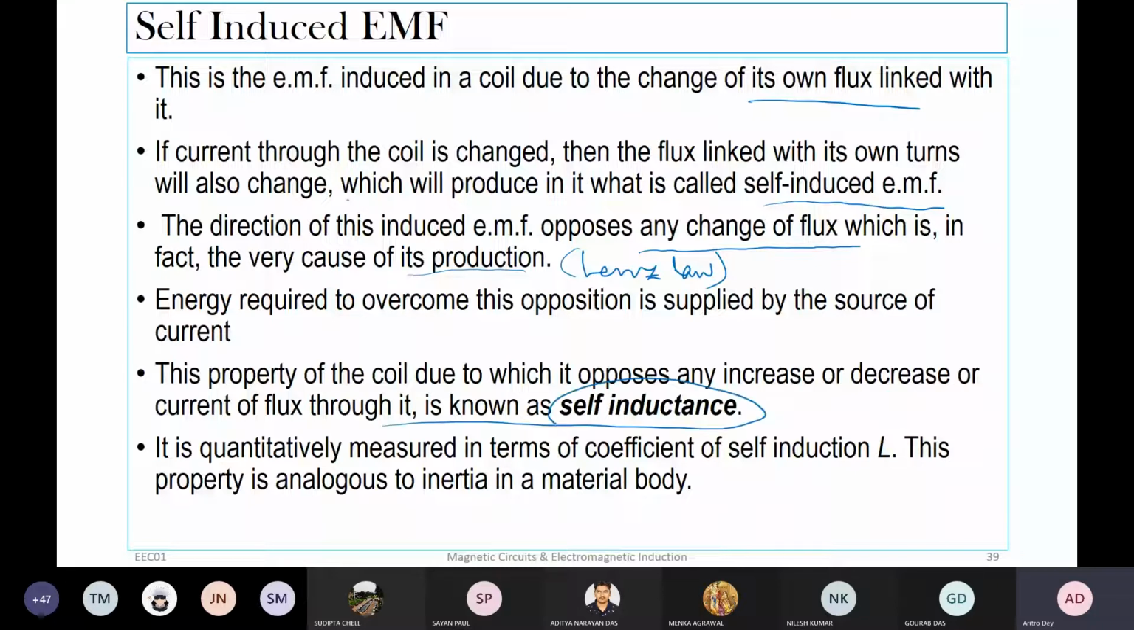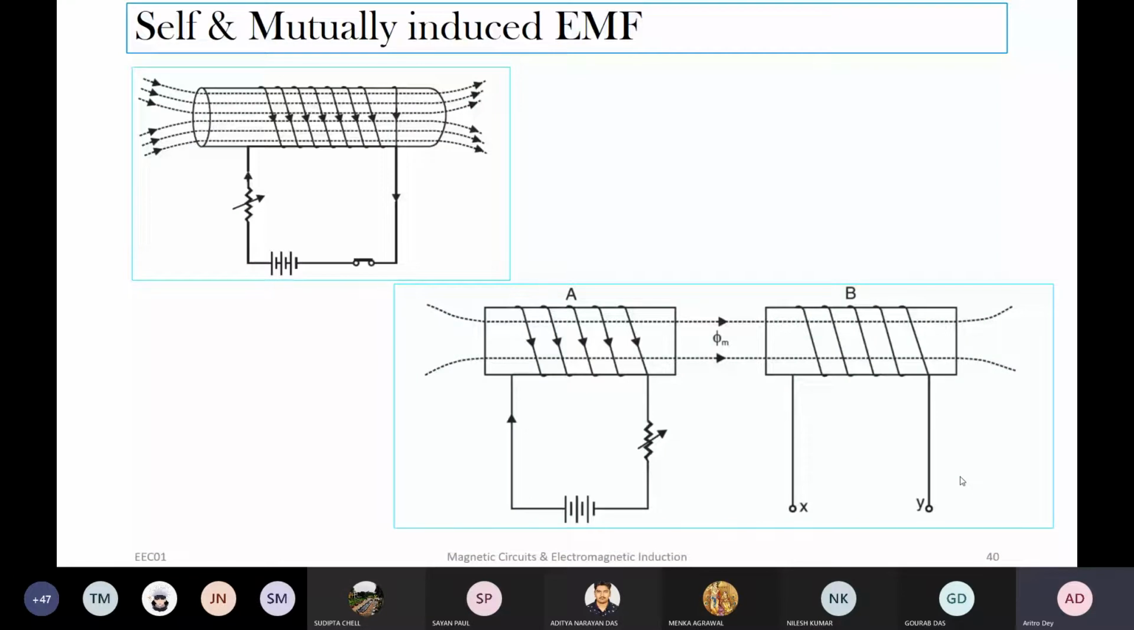So inductance will try to oppose the cause of it, that means the flow of current. If it is decreasing, then inductance will try to increase it. If it is increasing, then inductance will try to decrease it. It is quantitatively measured in terms of the coefficient of self-inductance, usually denoted as L. Okay, so I'll come to it. And this is the property analogous to the inertia of a material body, we'll discuss. So here we have self and mutual inductance, which we have demonstrated. So you see this is a magnetic material or core.